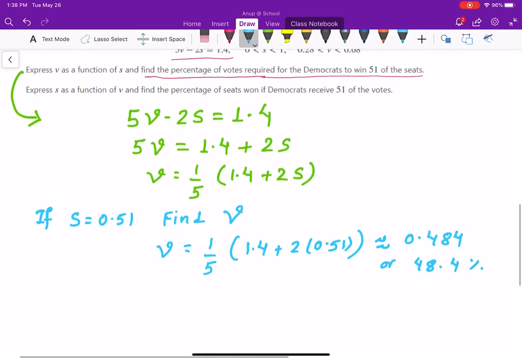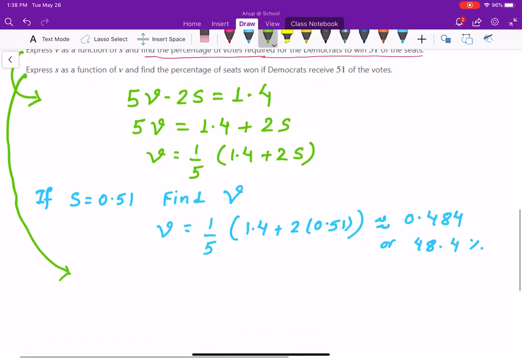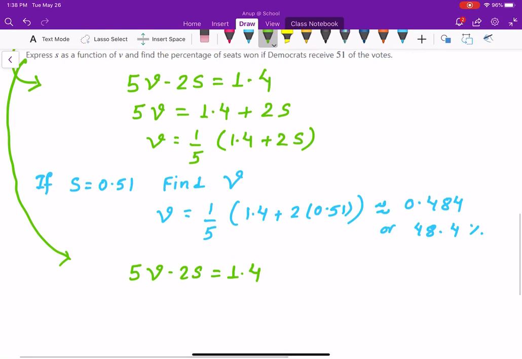In a similar way we can solve the second problem. Our goal is to express S as a function of V. How can we do that? We are given 5V minus 2S equal to 1.4. Now we need to express S as a function of V, so we need to solve for S in terms of V.